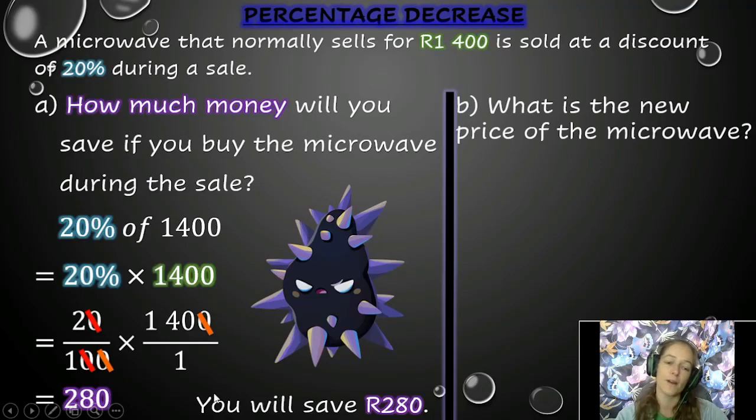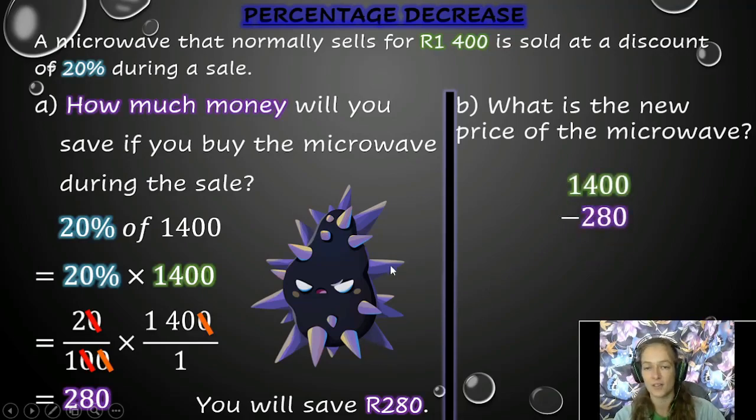But if we want the new price of the microwave, you'd be very likely to walk out the shop with a microwave for 280 Rand. That's basically looting. We want the new price, and we've got to actually subtract that 280 from our 1,400. Little bit of long subtraction practice. Again, I'll do another video on this. I know people struggle with this.